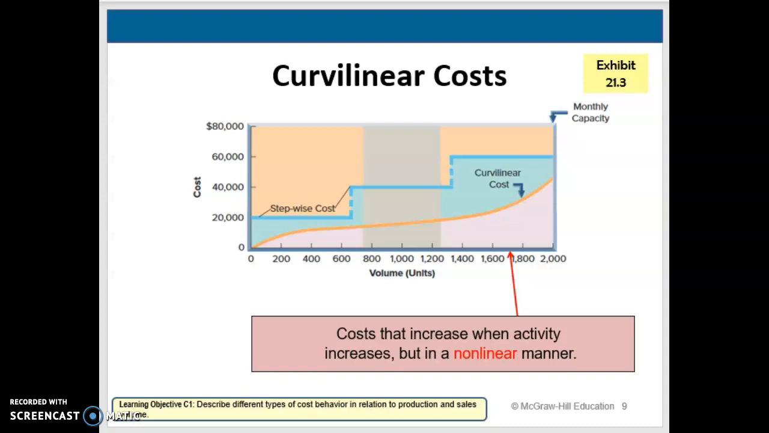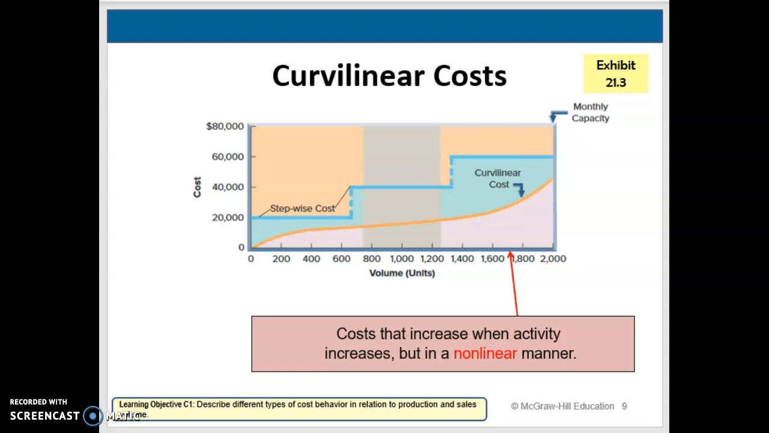So when production levels are relatively low, adding those specialized employees often yields more output. We see that in the flatter slope of the curvilinear cost graph that's shown. However, at some point we may get to where adding more employees would create an inefficiency. They're kind of getting in each other's way. That inefficiency is reflected in the steeper slope of the curvilinear cost graph.